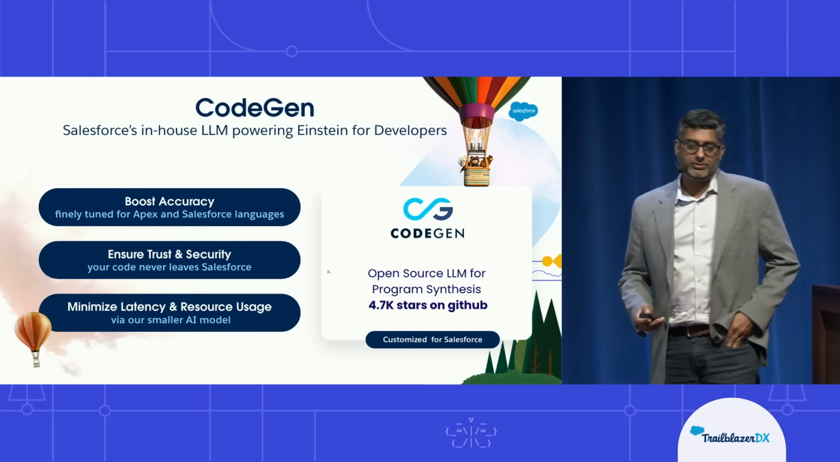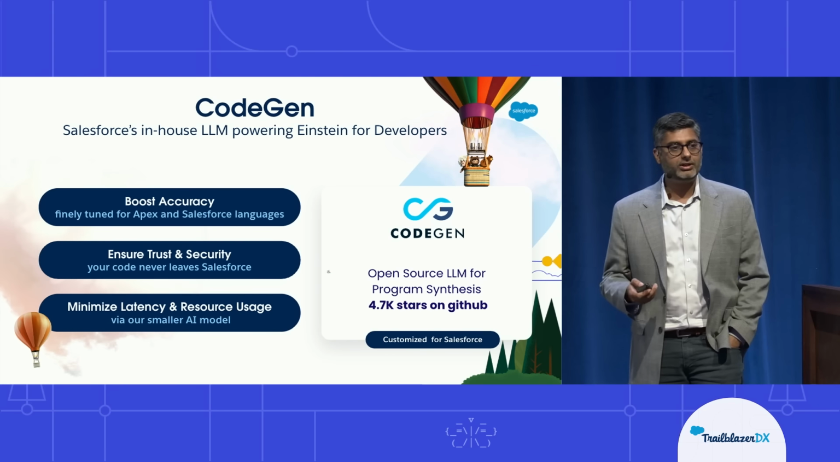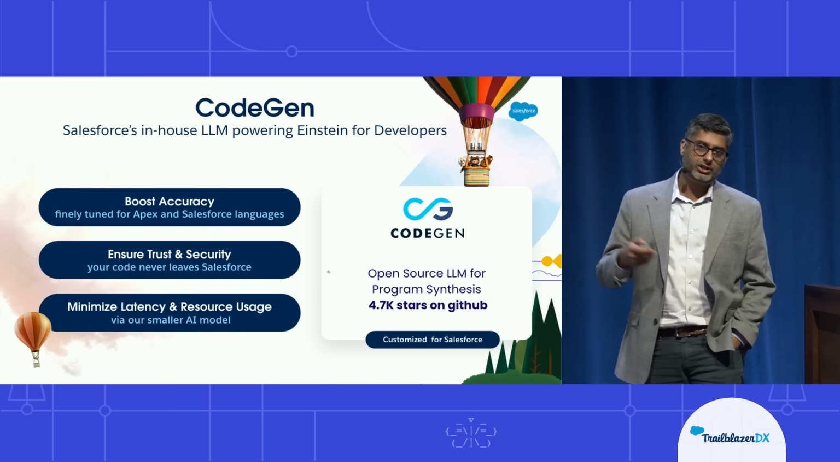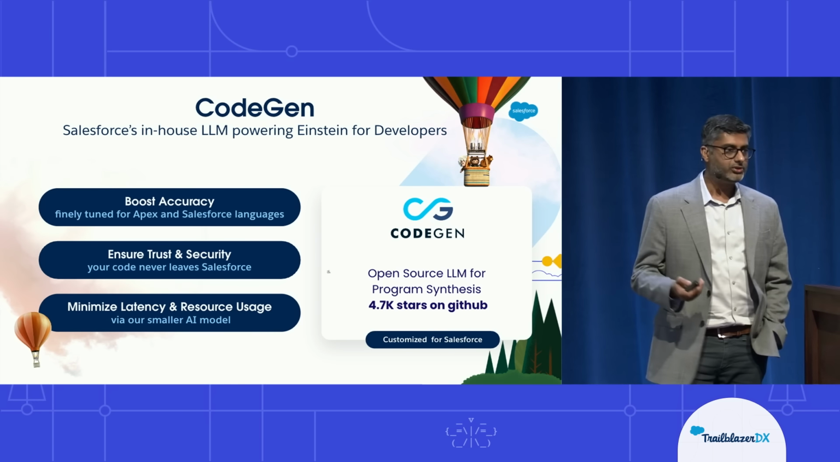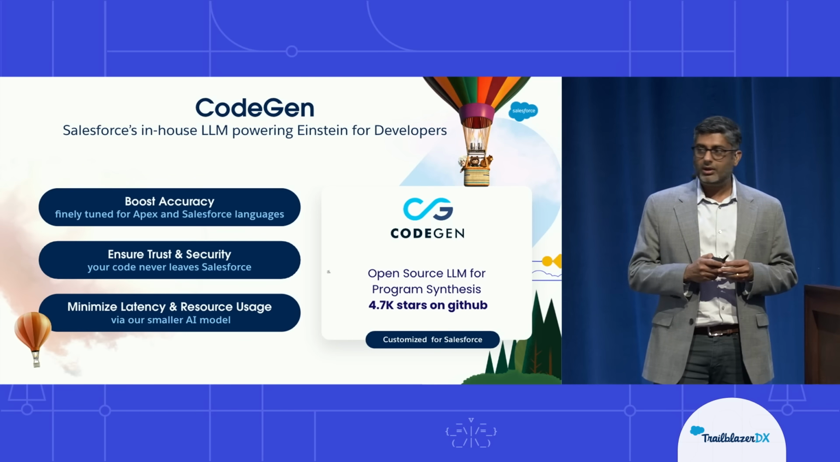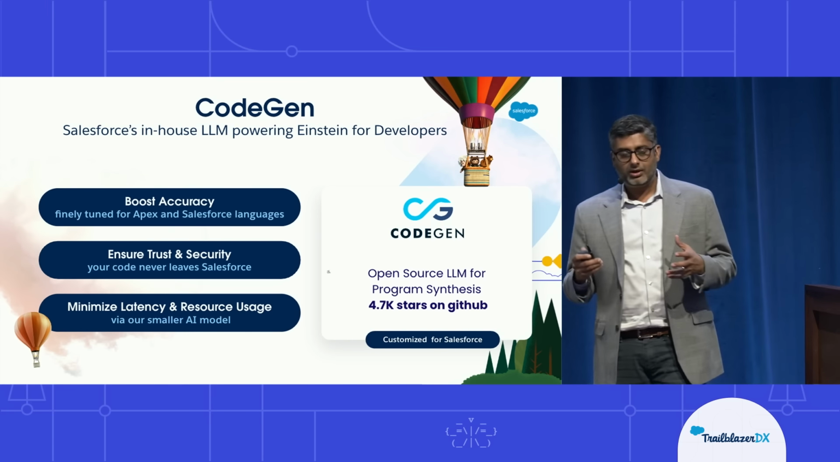So the AI model that's powering all these amazing experiences for Einstein for Developers is called CodeGen. CodeGen is Salesforce's own large language model for code generation and code understanding. This model is an open source model that is available on GitHub if you would like to download and use it. With CodeGen, we have been able to deliver 3 key values for this product.